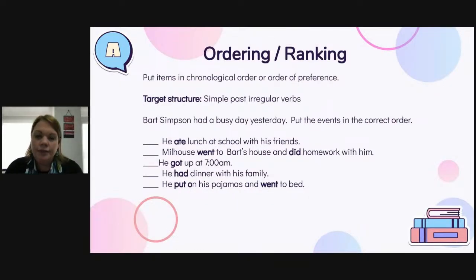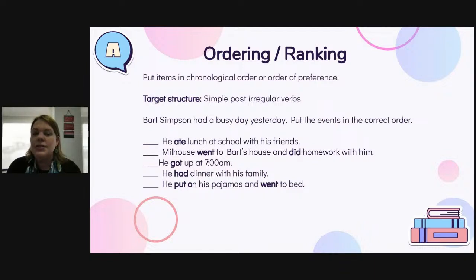Ordering and ranking. Ordering means putting in chronological order, or ranking, which is putting in order of preference. What do I prefer first, second, third, fourth, etc., right? So here we could be working with the simple past irregular verbs. And I give them the context of the Simpsons family, because the Simpsons are like 30 years old, if not more at this point, and they are still popular. So with some students, The Simpsons resonates with them. They understand The Simpsons, they're familiar with The Simpsons.